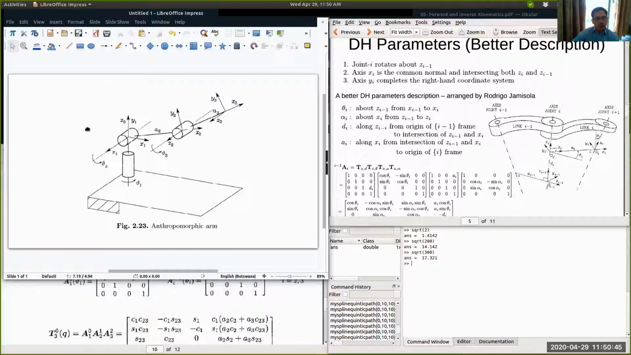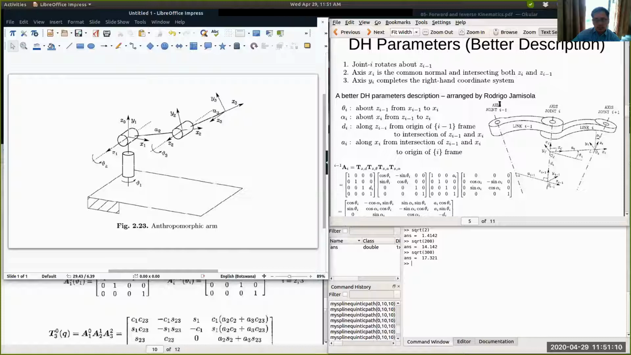And we are going to derive the DH convention for this. We're going to compute the forward kinematics for the first part of the lecture, and then for the second part, we're going to solve for the inverse kinematics. So let's start by solving. And this is the DH parameter convention.